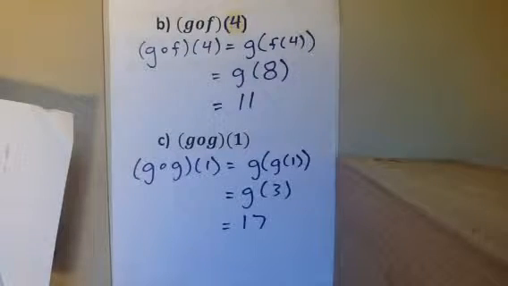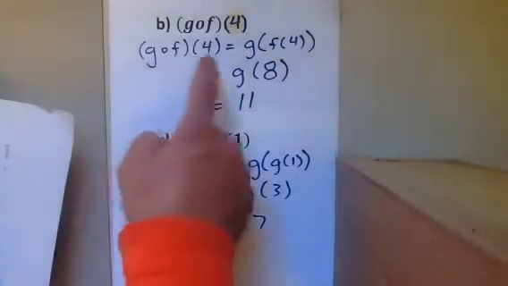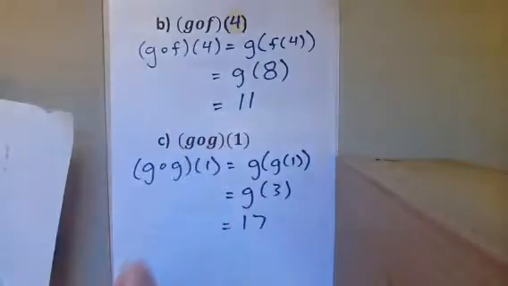For our next question, we'll look at g at f at 4. Well, we see that g at f at 4 is the same as g of f of 4. If we want to know what f at 4 equals, we need to consider what y equals when x is 4 in the function f.